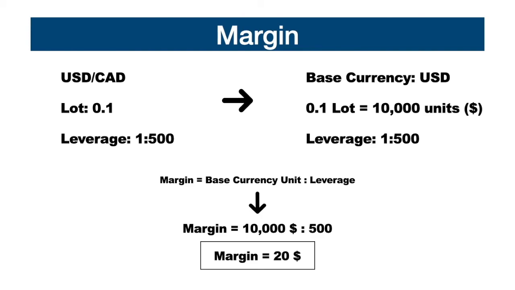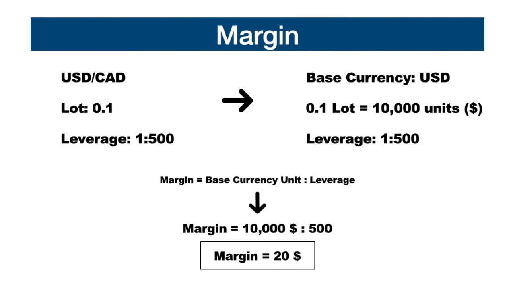Let's now calculate the margin for a short position of 0.1 lot on US dollar Canadian dollar, having a leverage of 1 to 500. The base currency is the US dollar. The unit is 0.1 lot. 0.1 lot is equal to 10,000 units. This means that the base currency unit is $10,000. The leverage in this case is 500. So $10,000 divided by 500 equals to 20. This means that you are required to have $20 in order to open a 0.1 lot on US dollar Canadian dollar using a leverage of 1 to 500.